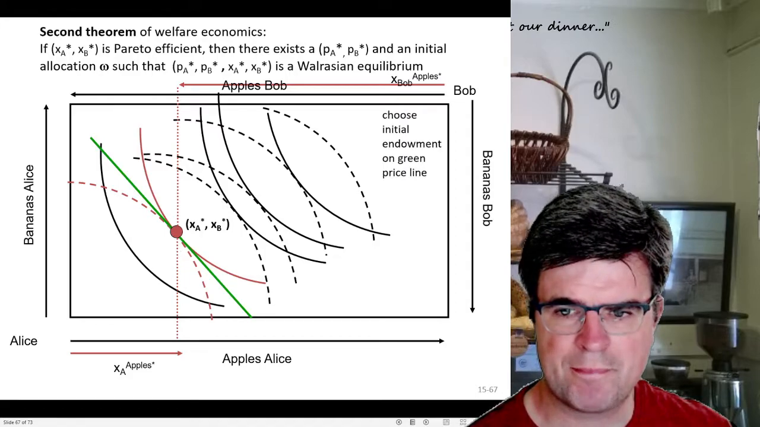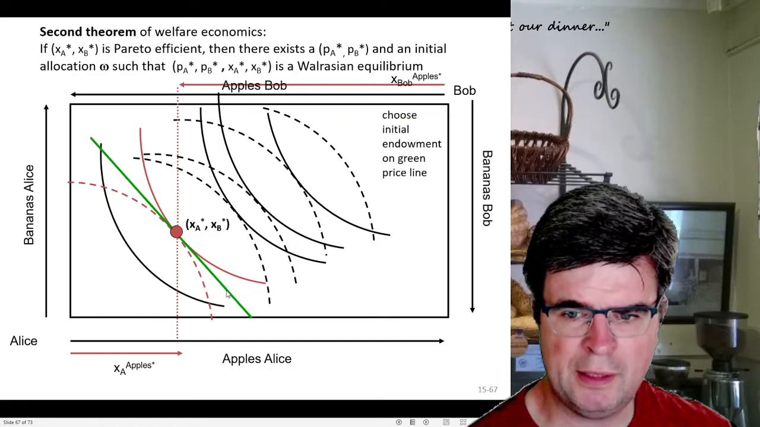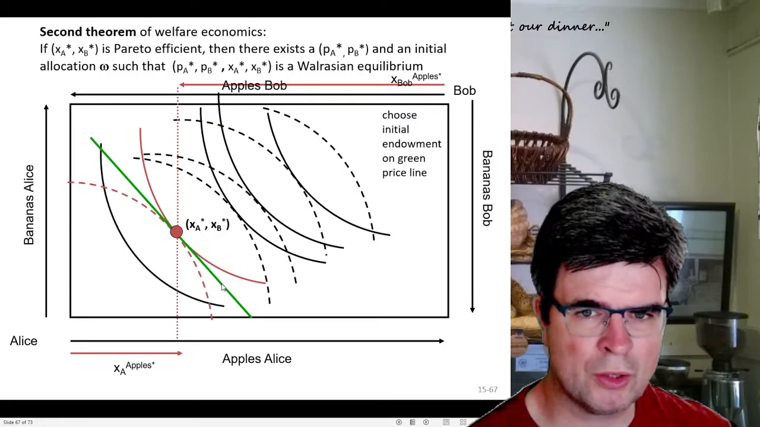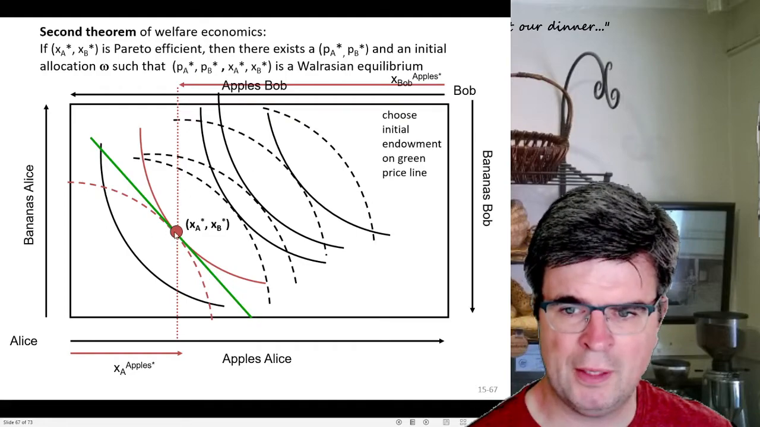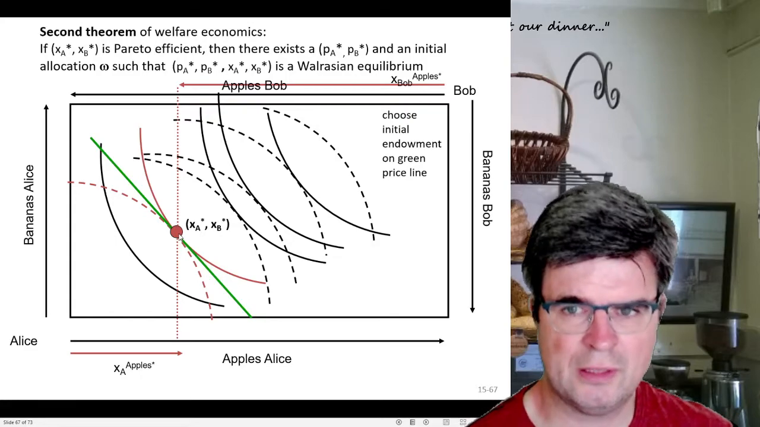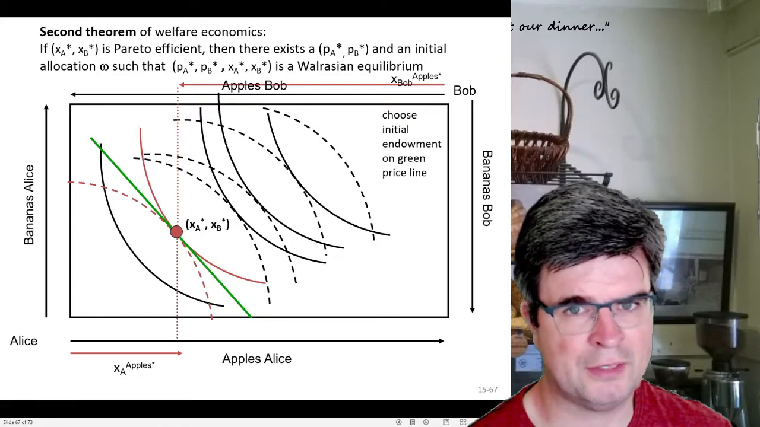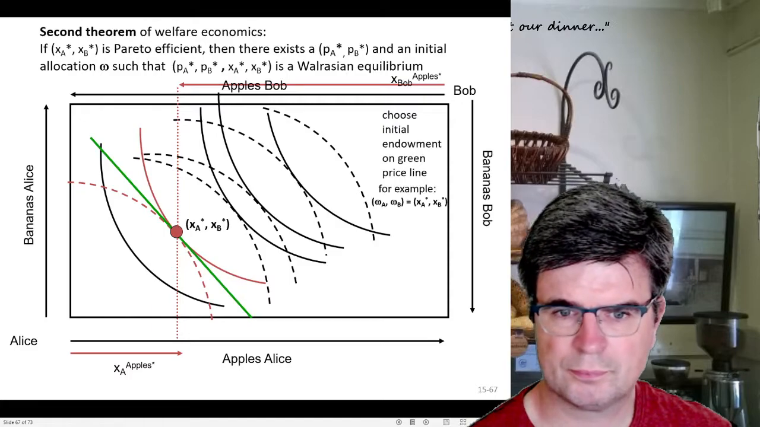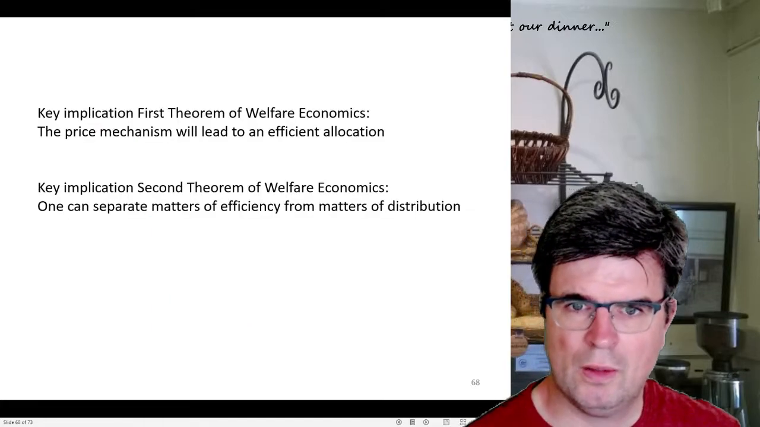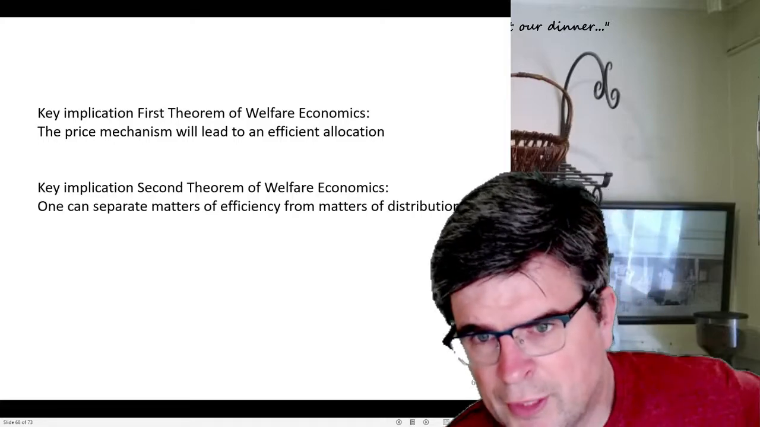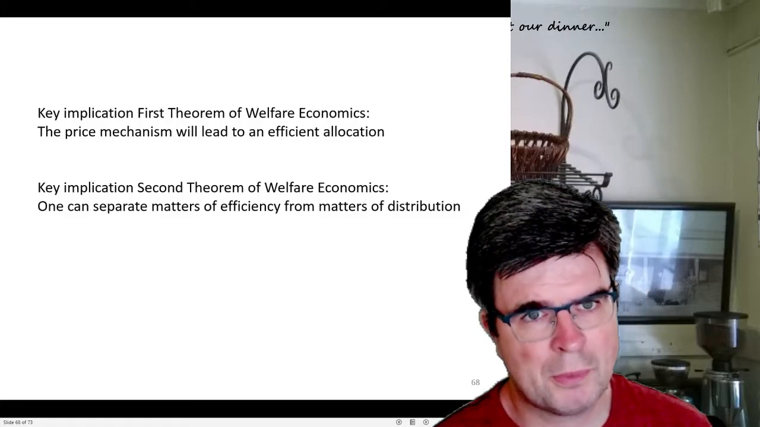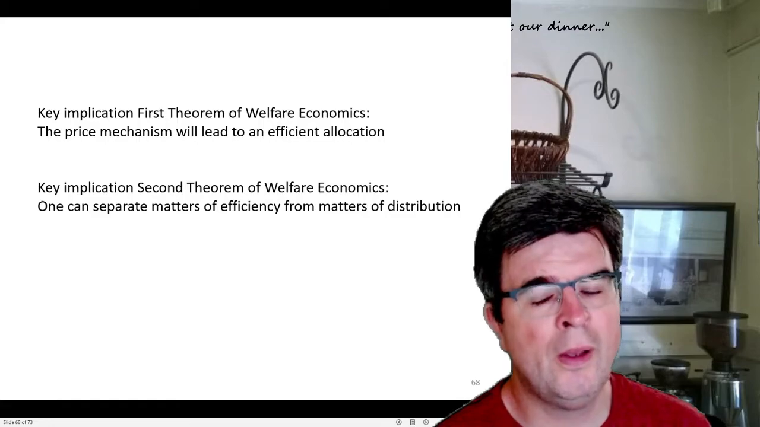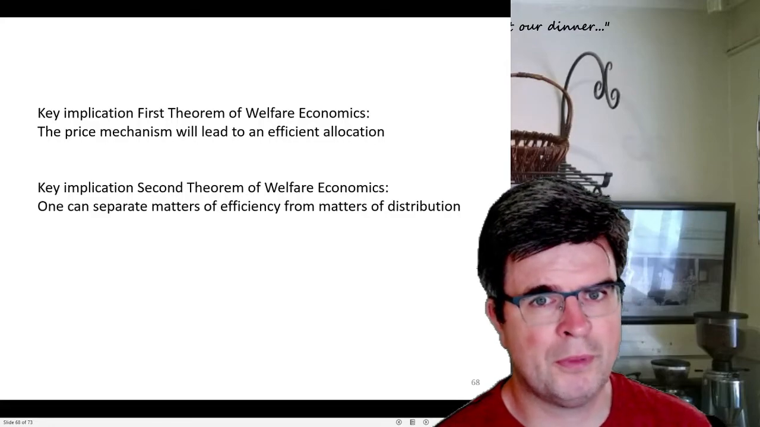So if you choose an initial endowment on the green budget line, or the price line that is given over here, then you are certain that prices will establish an equilibrium outcome that has you land on this Pareto efficient allocation XA, XB. So what is the key implication of the first theorem of welfare economics? Well, it's that the price mechanism will lead to an efficient allocation. So the price mechanism is very forceful, powerful in obtaining allocations that are Pareto efficient.